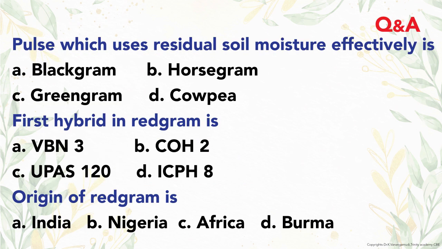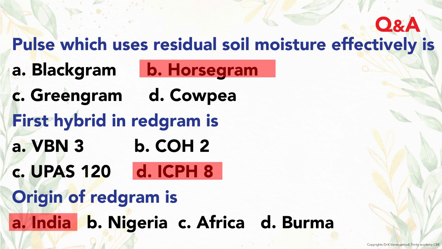The last part of this presentation is question hour. Pulse which uses residual soil moisture effectively, the correct answer is horse gram. The first hybrid in red gram is, the correct answer is ICPH8. The origin of red gram is, the correct answer is India.